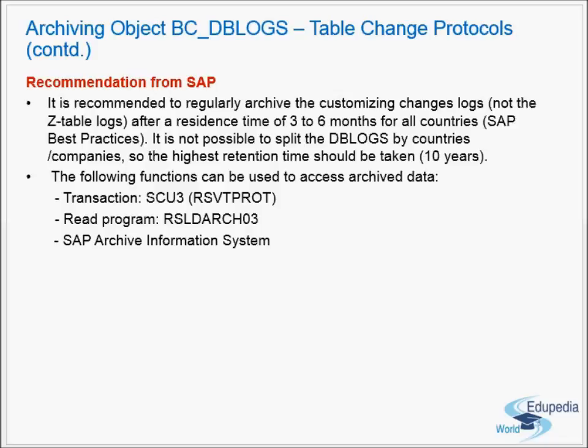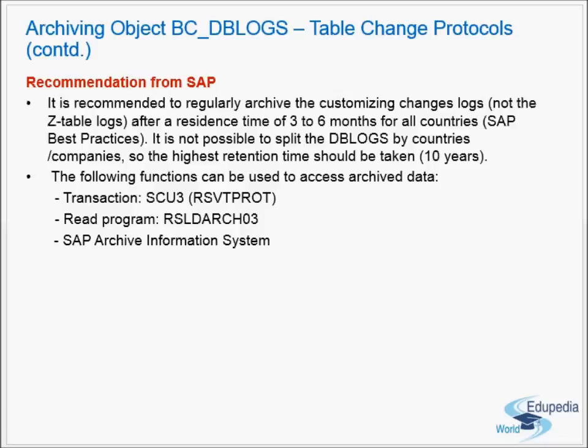So we are archiving after 3 to 6 months. That is good. So after 3 to 6 months we have the archive data, but for the retention period of that archived data, SAP says put it at least for 10 years. Because if at some later point of time you want to know what changes were done, then it's very important that we can retrieve the archive data and check it. So that's why the retention period should be kept as 10 years.